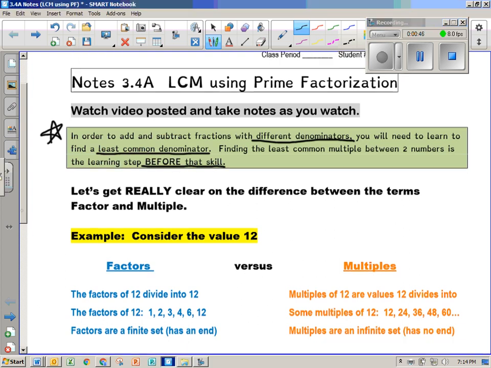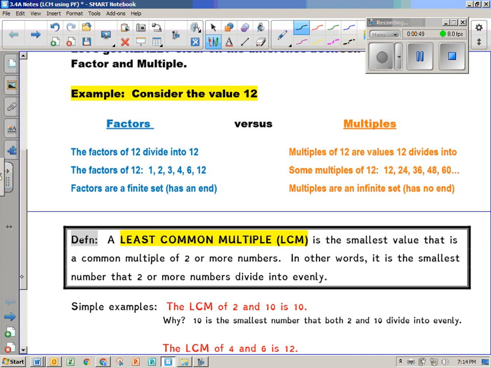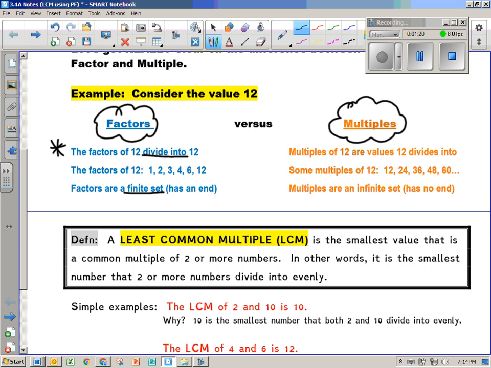So we need to be super clear on the difference between these terms, factor and multiple. We've been doing a lot of talk about factors. So if we want to know what the factors of 12 are, the factors of 12 are all the numbers that divide into 12. The factors of 12 we've listed underneath there: 1, 2, 3, 4, 6, and 12. Factors are a finite set, meaning you can count them up. There's an end. It does not go on infinitely.